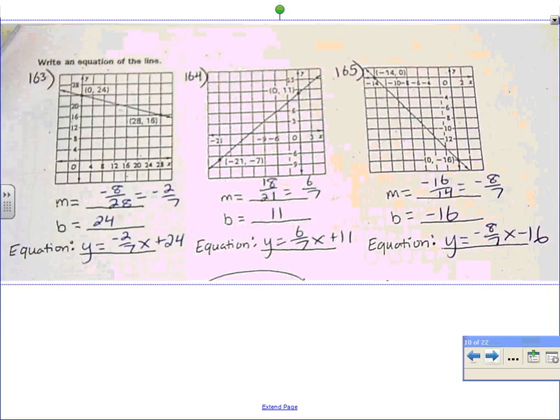The equation, I'm just going to read the equation because if you have that, you have the M and B. The equation is y equals negative 2/7 x plus 24. 164, the equation is y equals 6 over 7x plus 11. 165, the equation is y equals negative 8/7 x minus 16.